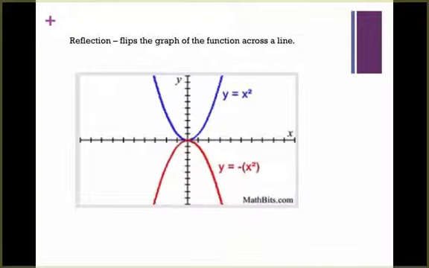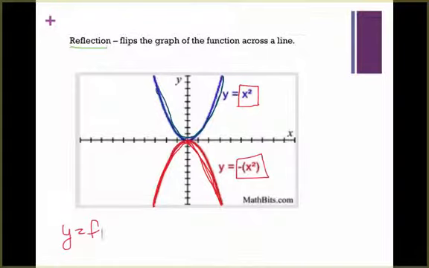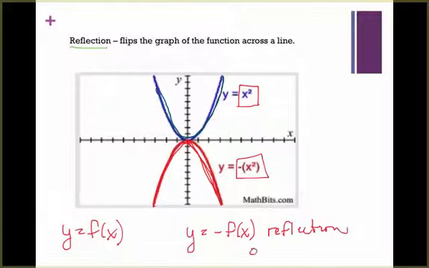Now let's look at a graph that's a reflection. In a reflection, what you're going to do is flip your graph over some line. So in the picture we have drawn here, we're reflecting over the x-axis. And notice the difference between our two curves. Our original graph was the blue graph of y equals x squared. So if my original function is y equals f of x, then the graph of y equals negative f of x is going to be a reflection of your graph over, or across, the x-axis.